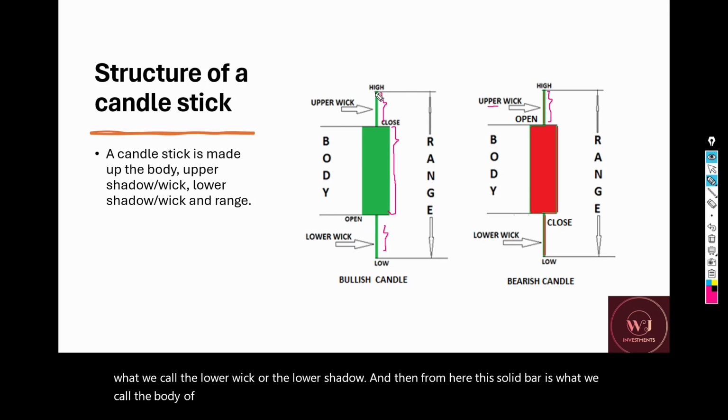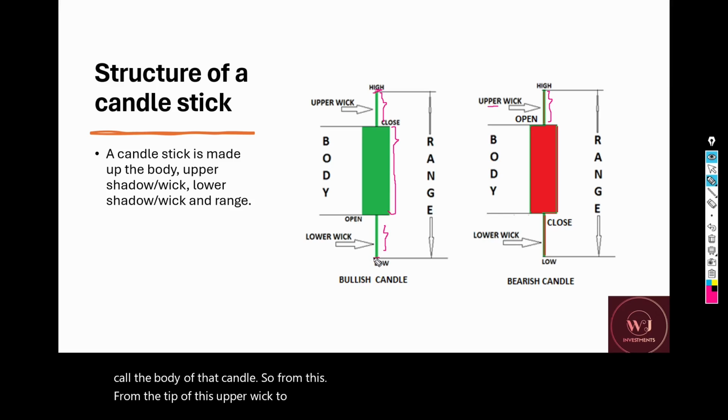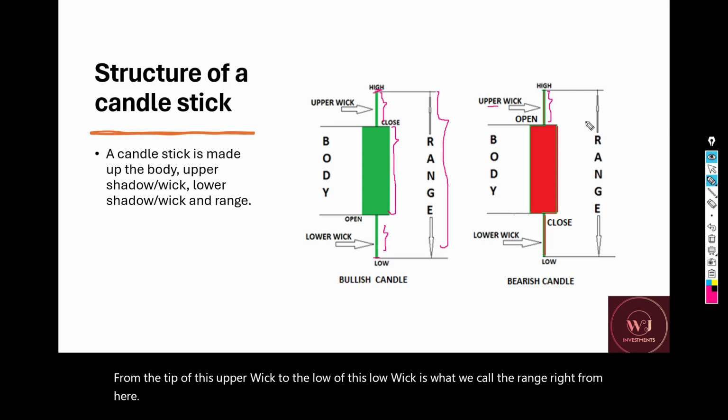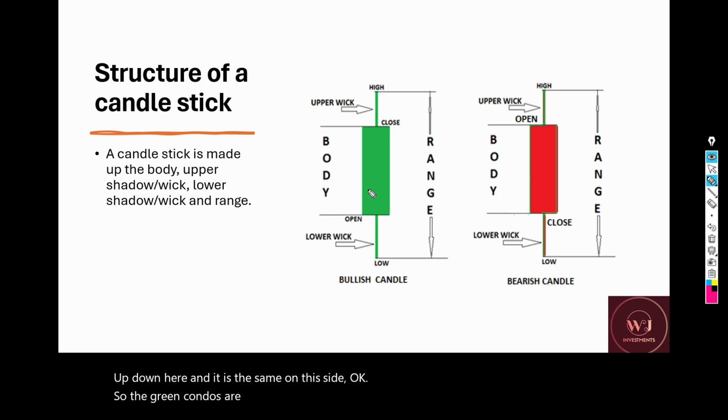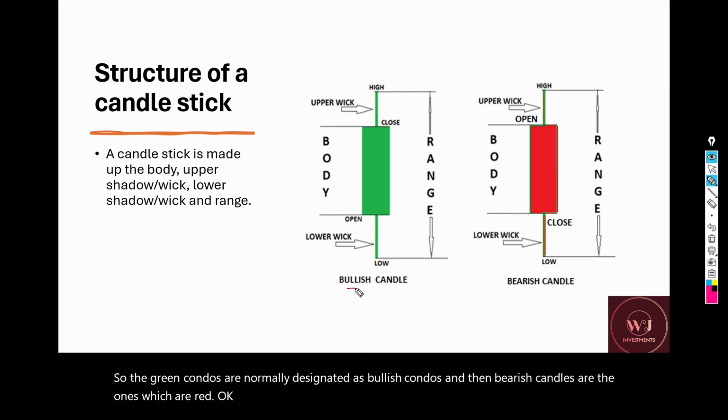So from the tip of this upper wick to the low of this lower wick is what we call the range, right from here down to here, and it is the same on this side. Okay, so the green candles are normally designated as bullish candles, and the bearish candles are the ones which are red. Bullish is the same as buyers, and bearish is the same as sellers.